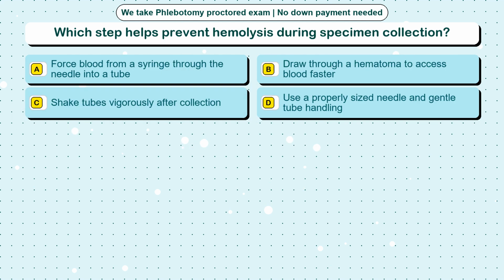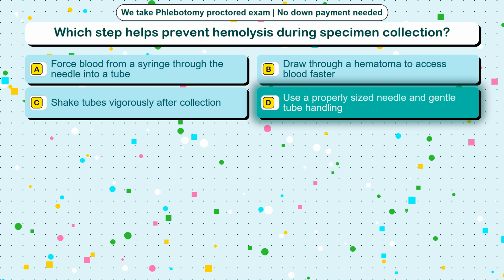Question 14. Which step helps prevent hemolysis during specimen collection? Option A, force blood from a syringe through the needle into a tube. Option B, draw through a hematoma to access blood faster. Option C, shake tubes vigorously after collection. Option D, use a properly sized needle and gentle tube handling.